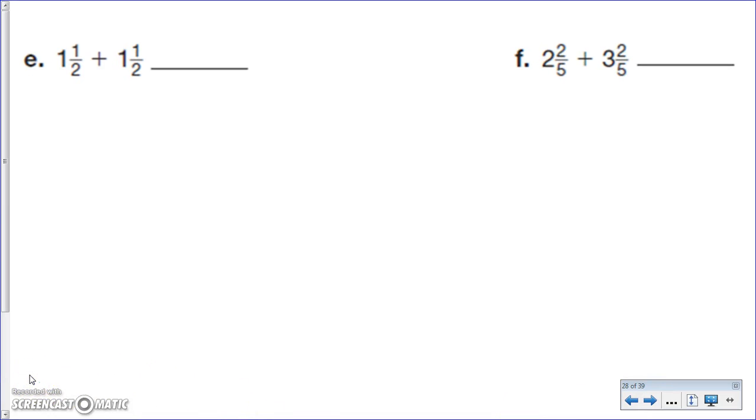Continuing on with problem E here, we have 1 1/2 plus 1 1/2. So we're going to rewrite it vertically. And then we get 1 plus 1 is 2. And 1/2 plus 1/2 gives us 2/2. We know 2/2 simplifies to 1, so then we're going to add it to the 2, and we get 3 as our answer.